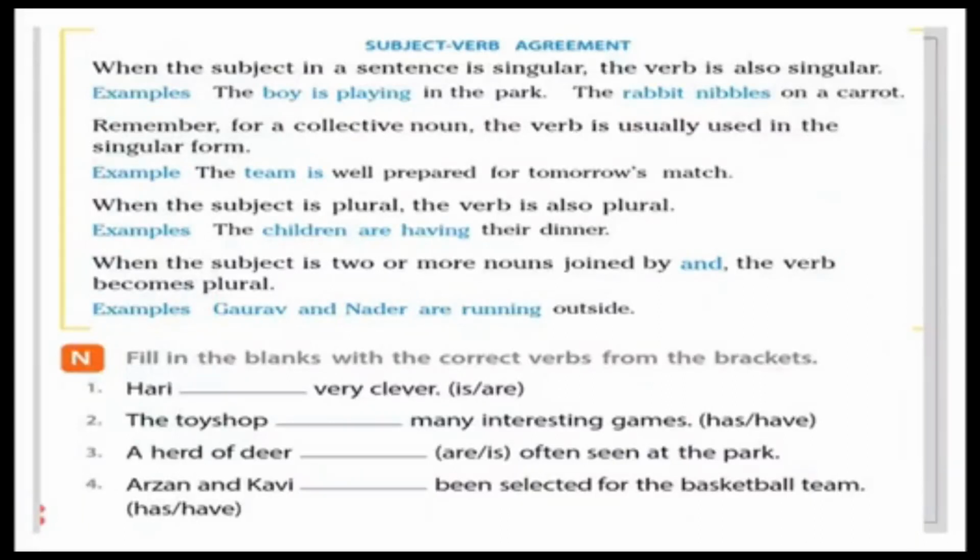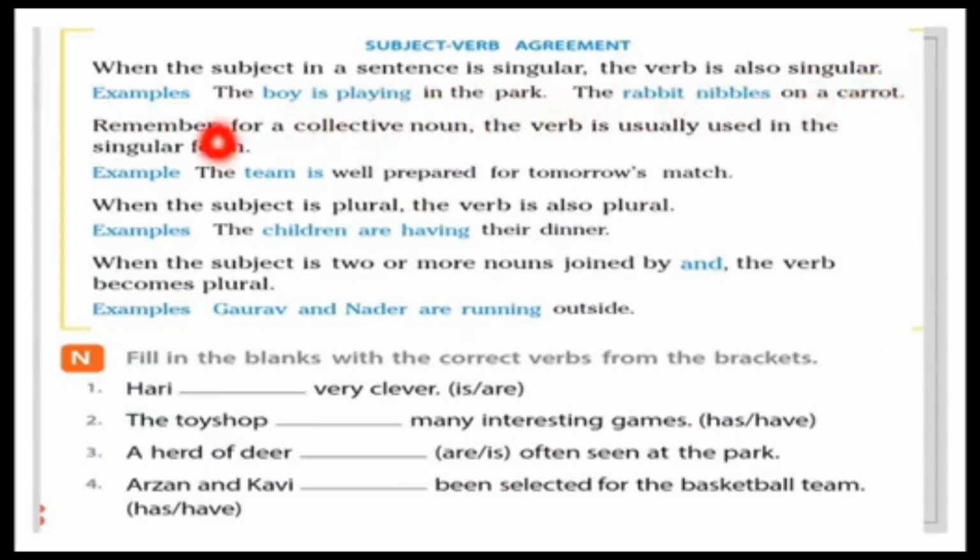Subject verb agreement. Dear children, in this lesson we have only 4 rules to study for the subject and verb agreement. There are a lot of rules for subject and verb agreement, but as for 5th standard you have to concentrate only on these 4 rules. Let us see what the 4 rules are. First one, when the subject in a sentence is singular, the verb is also singular.